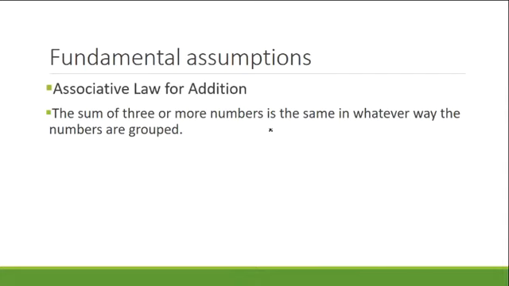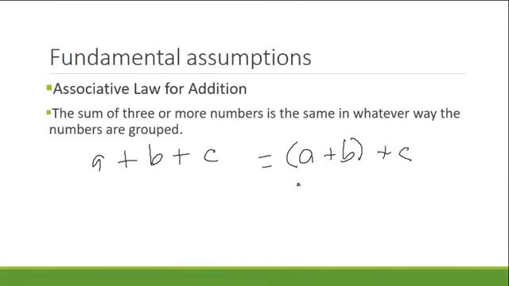Associative law for addition. This is another law for addition wherein the sum of three or more numbers is the same in whatever way the numbers are grouped. For example, we have A, B, and C. Hanapin yung sum nila. If we are going to group them, parehas lang daw ang value niya kapag group natin yung A and B and idagdag natin sa C, o group yung B and C kapag idinagdag sa A. So whatever grouping na meron sa addition, it will give you the same answer.